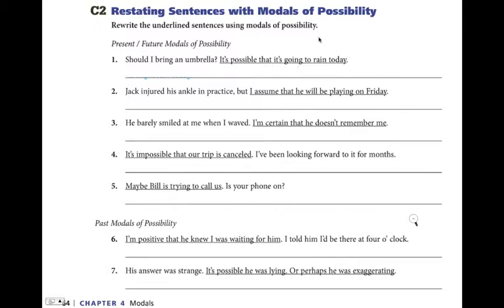How else can we express this idea, it's possible that it's going to rain today, by using a modal of possibility? We can say, it might rain today. It could rain today. It may rain today. Do these exercises on present and past modals of possibility, and then compare your sentences with those in the answer key.